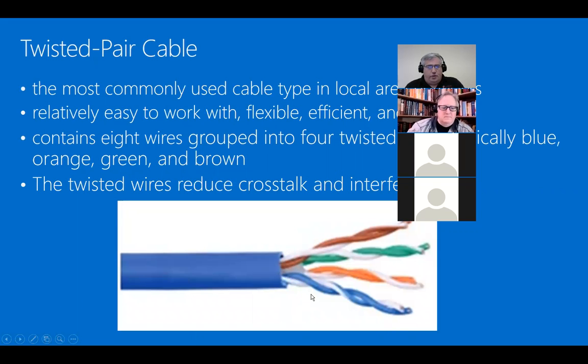This is kind of a picture of what they look like. They get 4 different colors. You have blue, orange, green, and brown. And then each pair has a solid and a striped. And then they have a specific order that they go in when they get terminated.